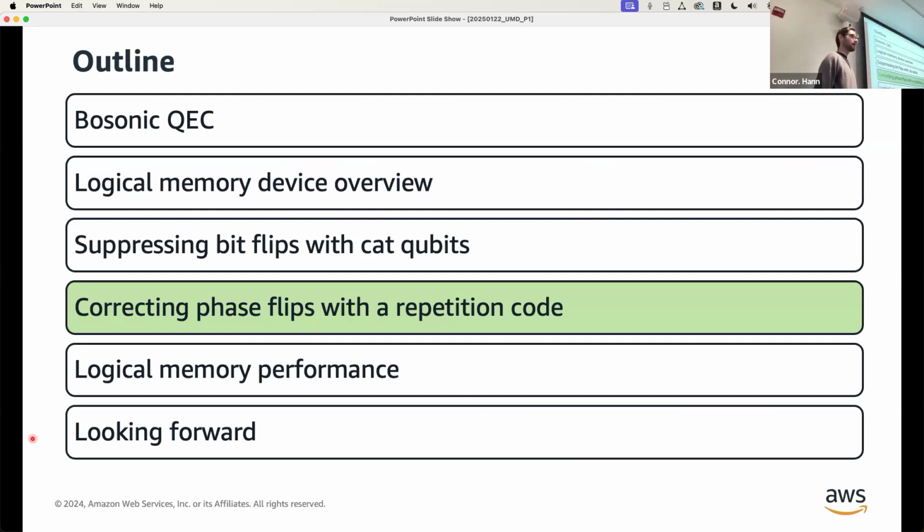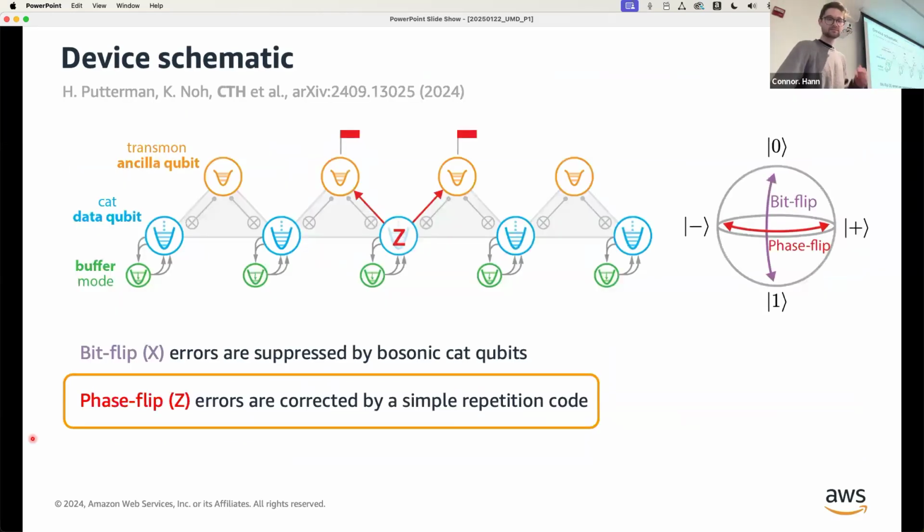Okay, so we've talked now about how we can suppress bit flips with the cat qubits. Let me now move to how we can correct phase flips using this outer repetition code. Here again, I'm going to zoom out from just one single bosonic mode, and consider now a chain of 5 bosonic modes that we had in our device combined together into a repetition code.